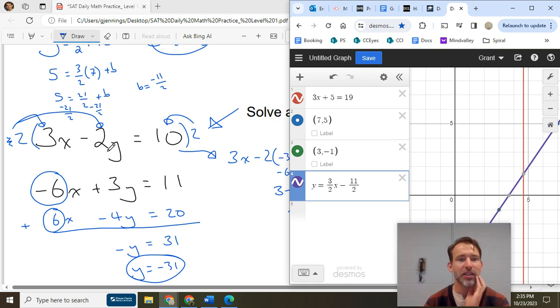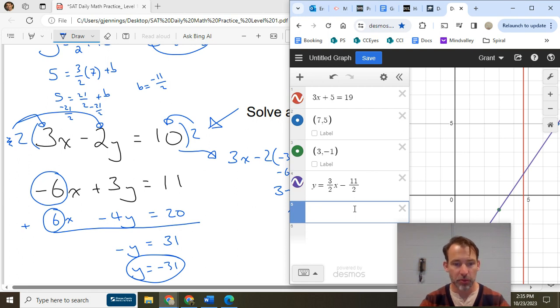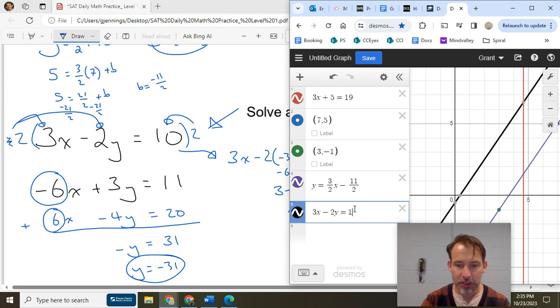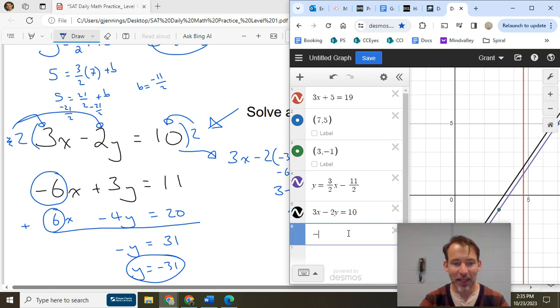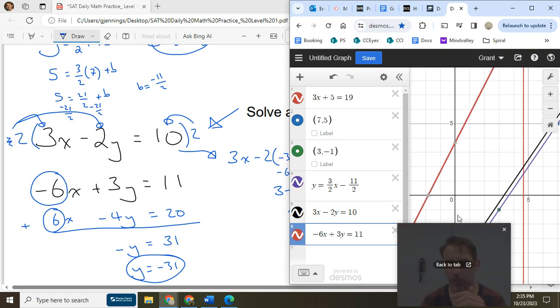Next, we have this system of equations here. So let's dump the system of equations into Desmos. 3x minus 2y equals 10. Okay, there's what that line looks like. Oh, that's amazing. It's parallel to the other line that we were working with. And then we had negative 6x plus 3y equals 11. Okay, there it is there.